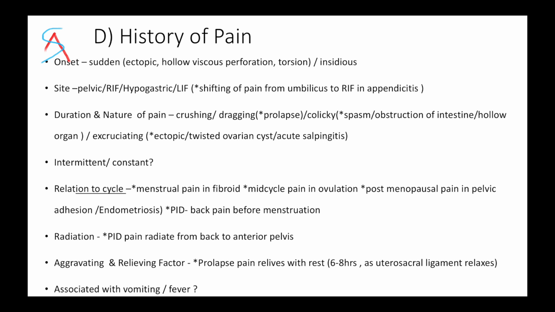Ask whether the pain is intermittent or constant, and how it is related to her menstrual cycle, because menstrual pain could be there in fibroid. If it is mid-cyclic pain, then it could be because of ovulation. You also have to ask about aggravating and relieving factors. Mostly prolapse pain will relieve with rest, because after 6 to 8 hours the uterosacral ligament will relax, so the pain will relieve. Ask whether the patient is having vomiting or fever also, because vomiting and fever could be there in UTI.